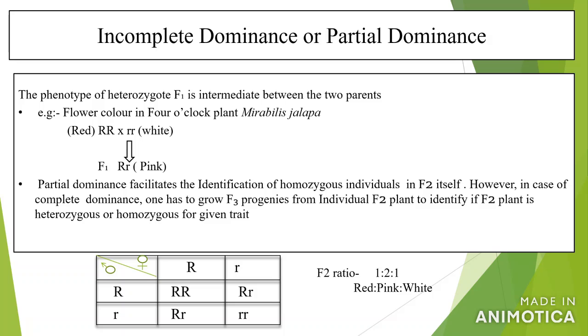Partial dominance facilitates the identification of homozygous individuals in F2 itself. However, in case of complete dominance, one has to grow F3 progenies from individual F2 plant to identify if F2 is heterozygous or homozygous for a given trait.